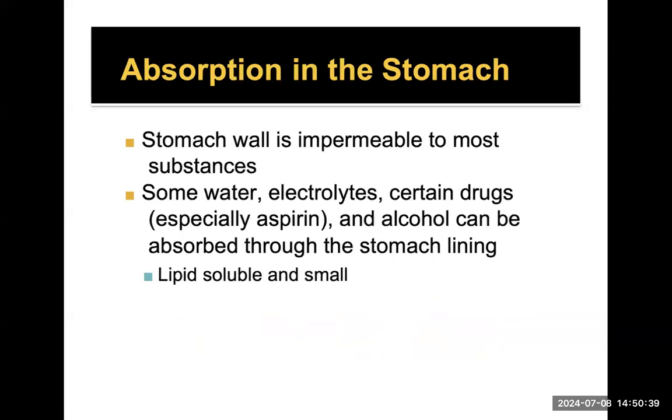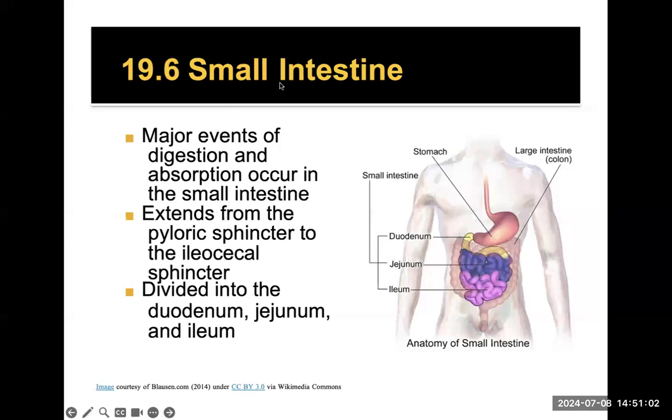So absorption in the stomach wall is actually impermeable to most substances. So you can't do a lot of absorption here. You are, however, able to absorb some water, electrolytes, certain types of drugs like aspirin or alcohol through the stomach lining because they're lipid soluble or very small. But that's what it's limited to. After that, we would have to do the rest of it in the small intestine.